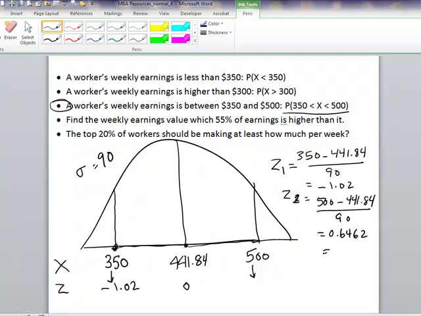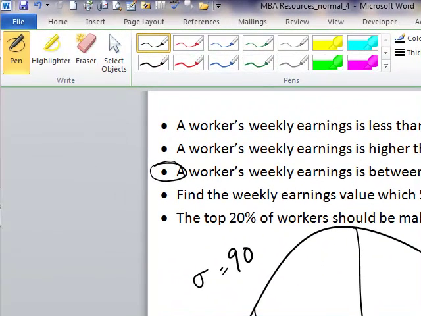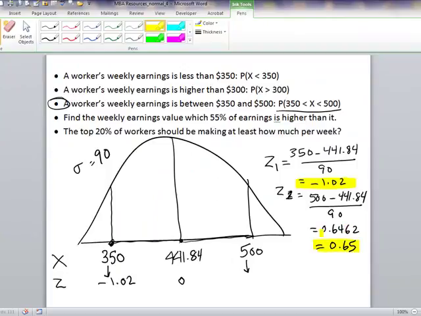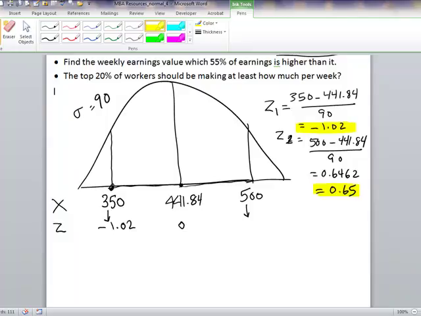0.6462. However, we rounded that to 0.65 because the standard normal z table lists z-values to 2 decimals. So we will be looking at these two numbers. Because I have shown these in an earlier video, I will not show you the z-table now. We will just be working with those two numbers.